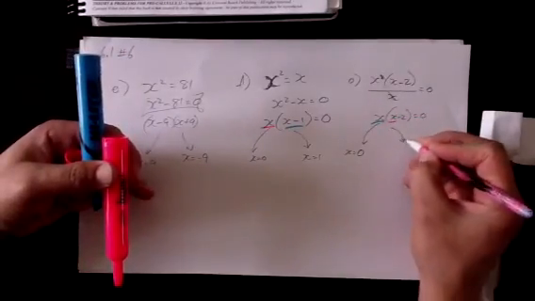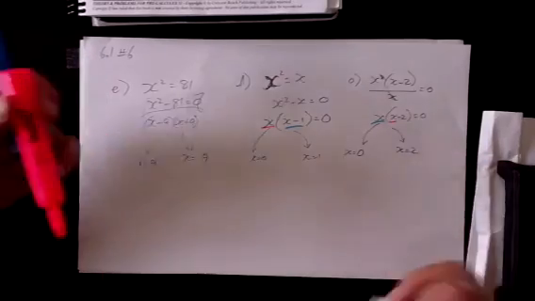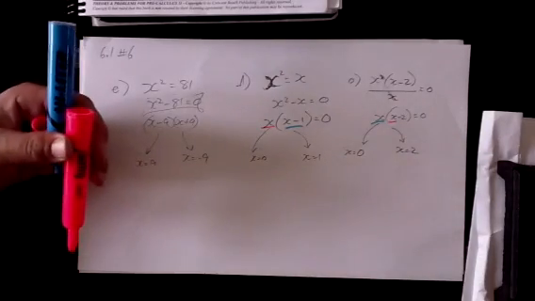If x was 2, then that would be 0 and the equation would be correct. So that's not too hard. Next.